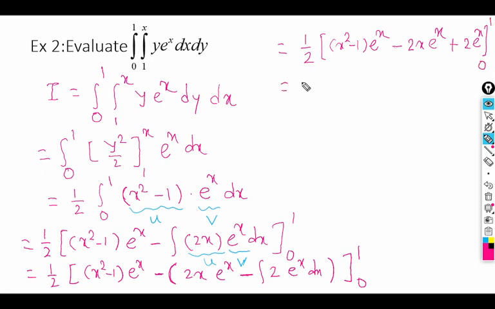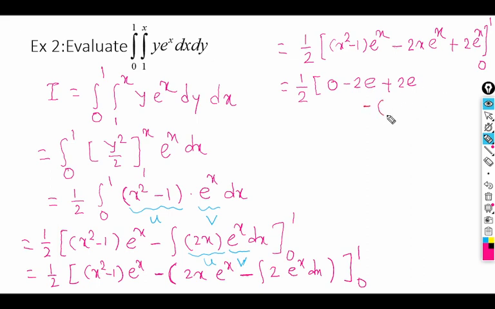Now the last step, we put the upper limit and the lower limit. When we put the upper limit, we replace x by 1. So 1 square minus 1 is 0, so this term is 0. When we replace x by 1, it is minus 2 e raised to 1, and e raised to 1 is e only. So minus 2e plus 2e. So that is about the upper limit, minus.